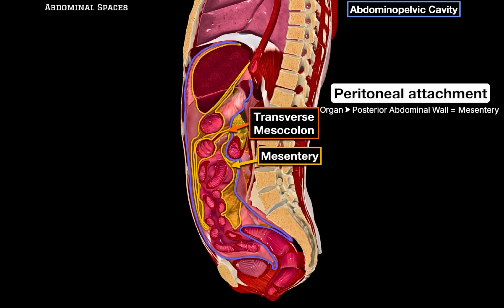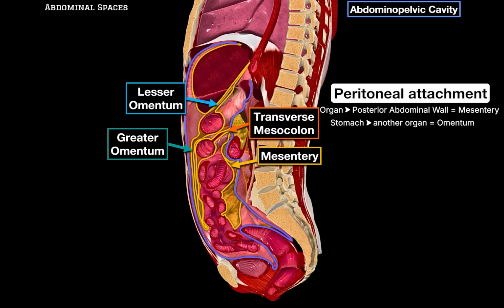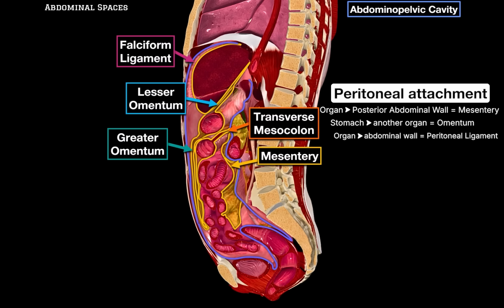When a fold of peritoneum connects the stomach to another organ, we call it an omentum. The greater omentum is a large fold that hangs down from the greater curvature of the stomach, draping over the intestines. The lesser omentum is a smaller fold that connects the lesser curvature of the stomach to the liver. And when a fold of peritoneum connects an organ to the abdominal wall or to another organ, but it's not a mesentery or omentum, we simply call it a peritoneal ligament. The falciform ligament, for example, connects the liver to the anterior abdominal wall.